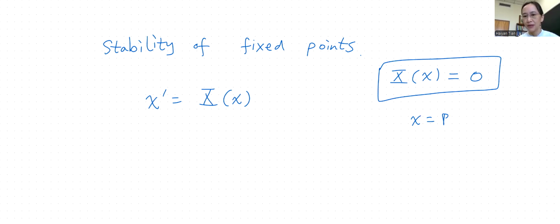So where P is a constant vector, a solution of this form will be called a fixed point, also called an equilibrium solution. So in this video, I want to talk about stability of a fixed point. So how do we know a certain fixed point is stable or not? Depends on the definition. What do we mean by a stable fixed point?